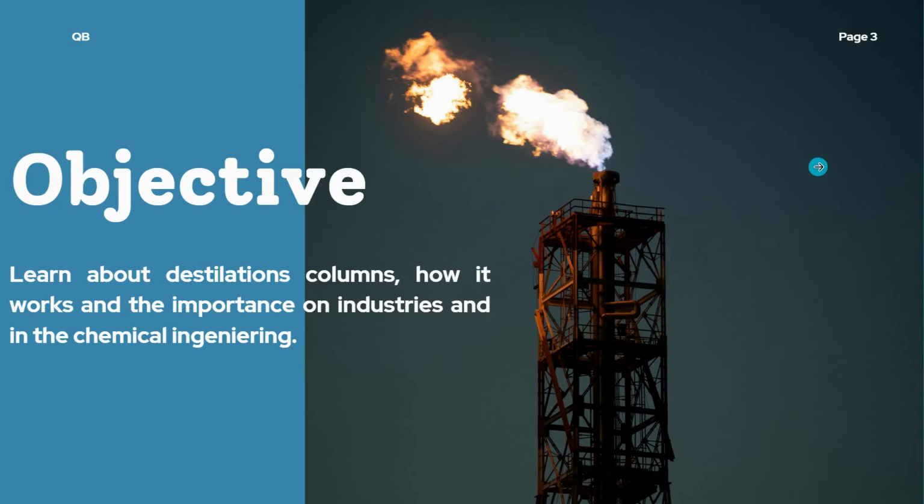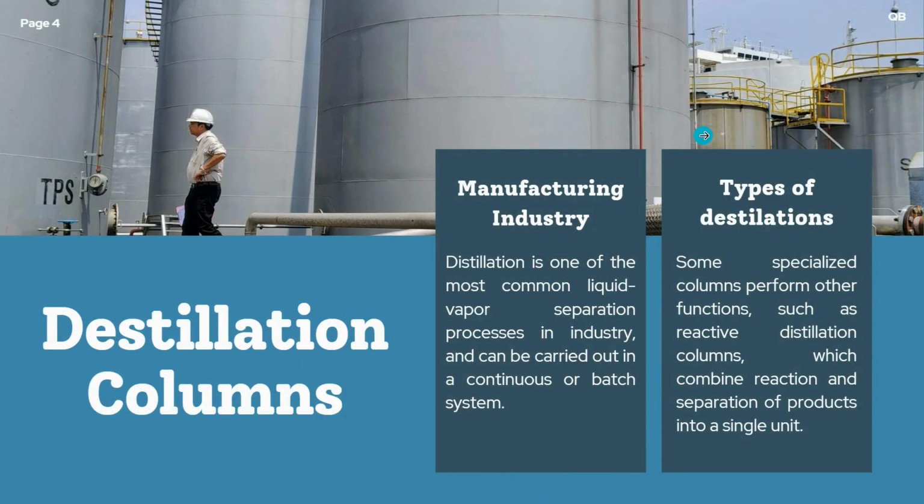The objective of this presentation is to learn about distillation columns, how they work, and their importance in industries and in chemical engineering. The distillation columns are important because distillation is one of the most common liquid-vapor separation processes in the industry. It can be carried out in a continuous or batch system. There are many types of distillation, like the reactive distillation columns, which combine reactions and separations of products into a single unit.